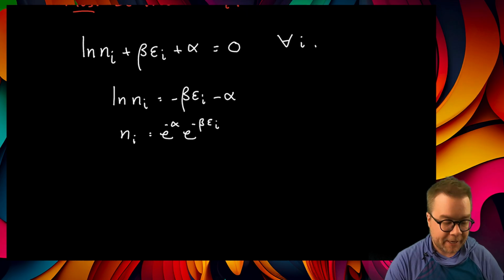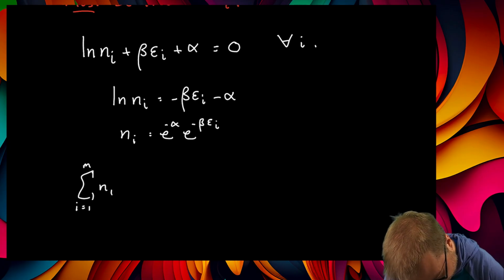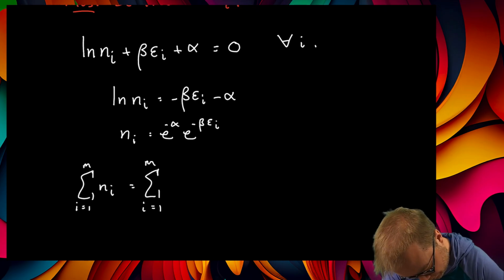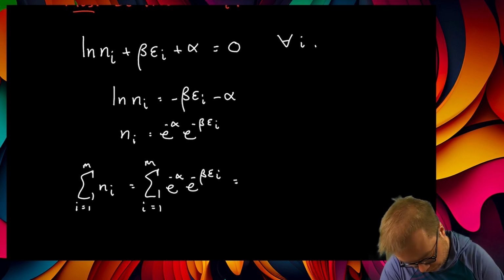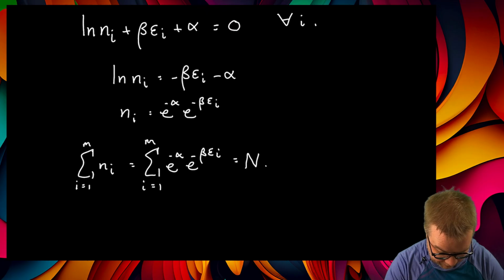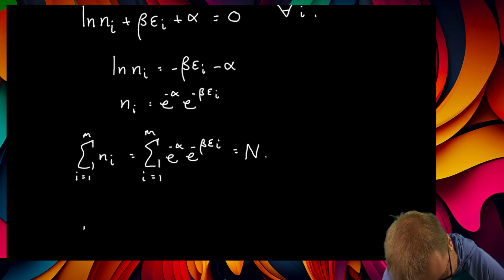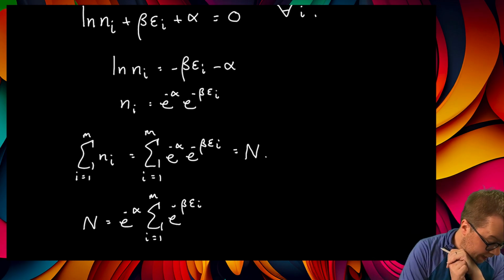So why don't we sum up n sub I? If we sum from I equals 1 to m of n sub I, we get the summation as I goes from 1 to m of e to the minus alpha, e to the minus beta epsilon I. And if we sum up n sub I, what we're left with is the total number of particles in the system, capital N. Notice e to the minus alpha doesn't depend on I. So N is equal to e to the minus alpha times the summation I goes from 1 to m of e to the minus beta epsilon I. Now we've got an expression for N.